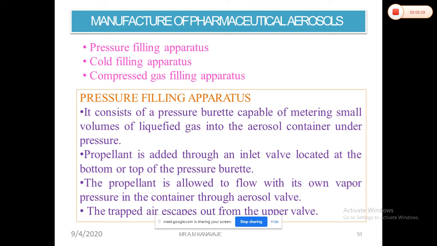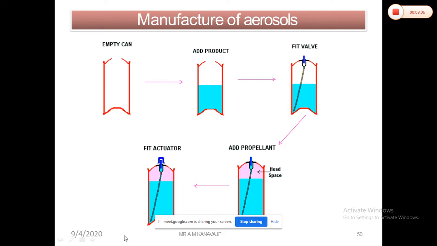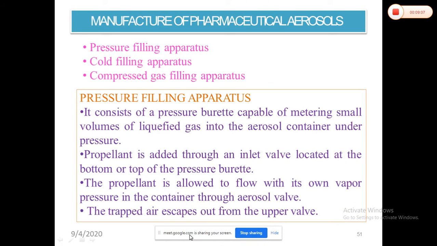There are three methods by which aerosol manufacturing is carried out. First is the pressure filling method. Second is the cold filling apparatus method, and third is the compressed gas filling apparatus method. These are the filling methods for aerosol formulations. As already discussed, we have seen the basic steps of how we fill the product inside the containers. This is the basic procedure, but there are some advancements in these three techniques that we are going to discuss.